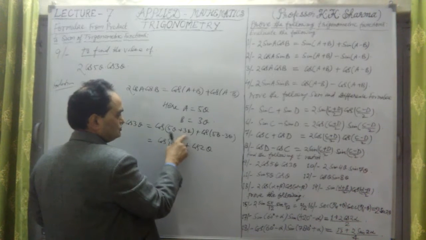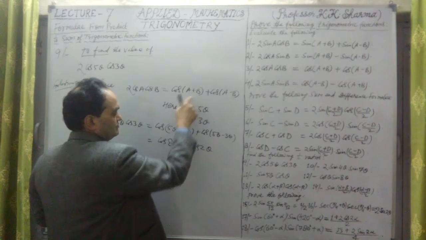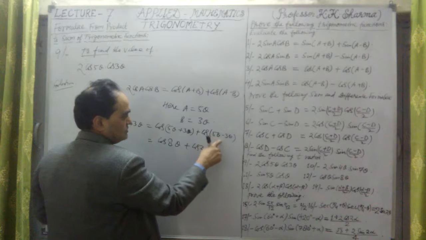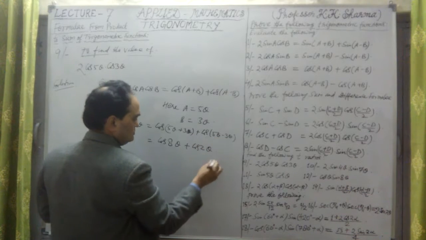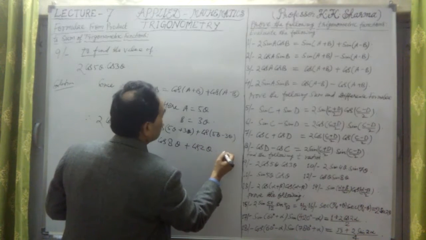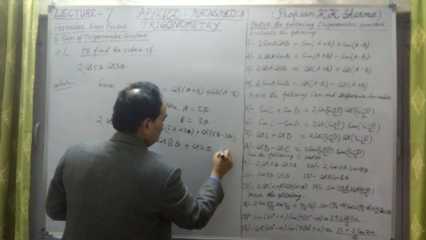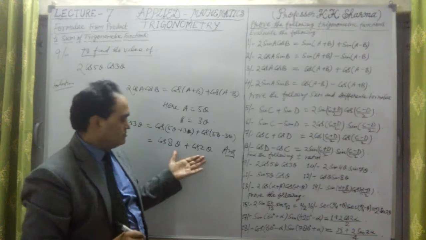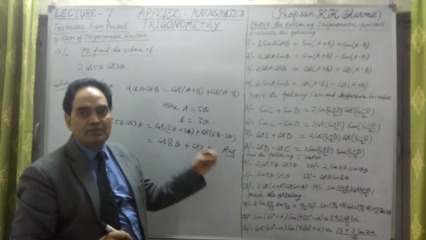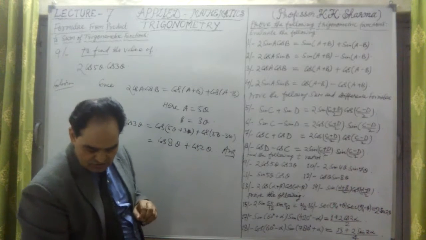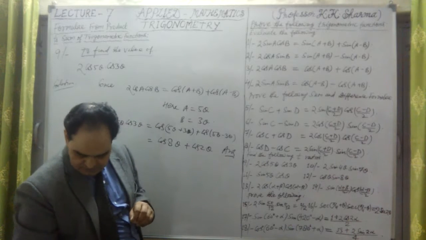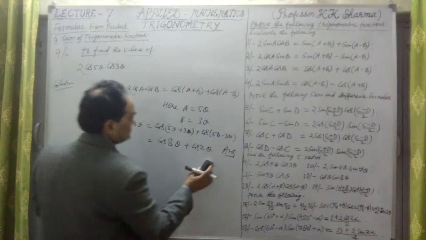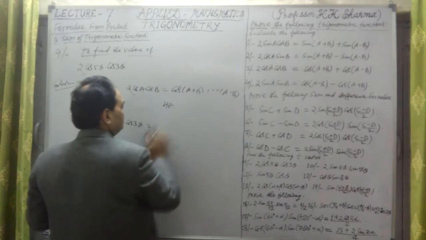The sum of these two is A plus B: 5 plus 3 is 8 theta, and 5 theta minus 3 theta is 2 theta. This is the answer: cos 8 theta plus cos 2 theta. Simply apply the formula, put the values, and that is the solution. So question number 9 we have done.